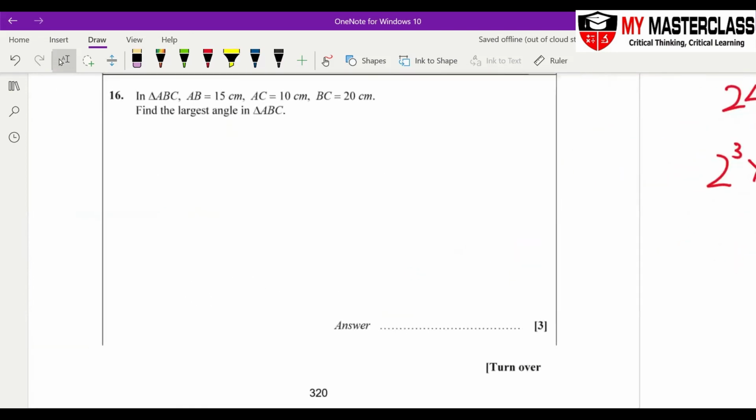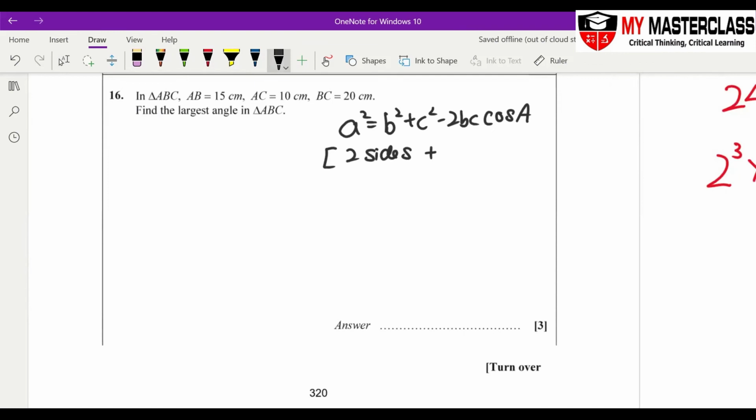When you have 3 lengths, how to find the largest angle? This one, immediately you must know. On the right side here, the cosine rule is a squared equals b squared plus c squared minus 2bc cos A. And this is given. And when do you use this? When you have 2 sides plus what kind of angle, Kaini? What kind of angle must you have to use the cosine rule? Included angle. The angle must be in between.